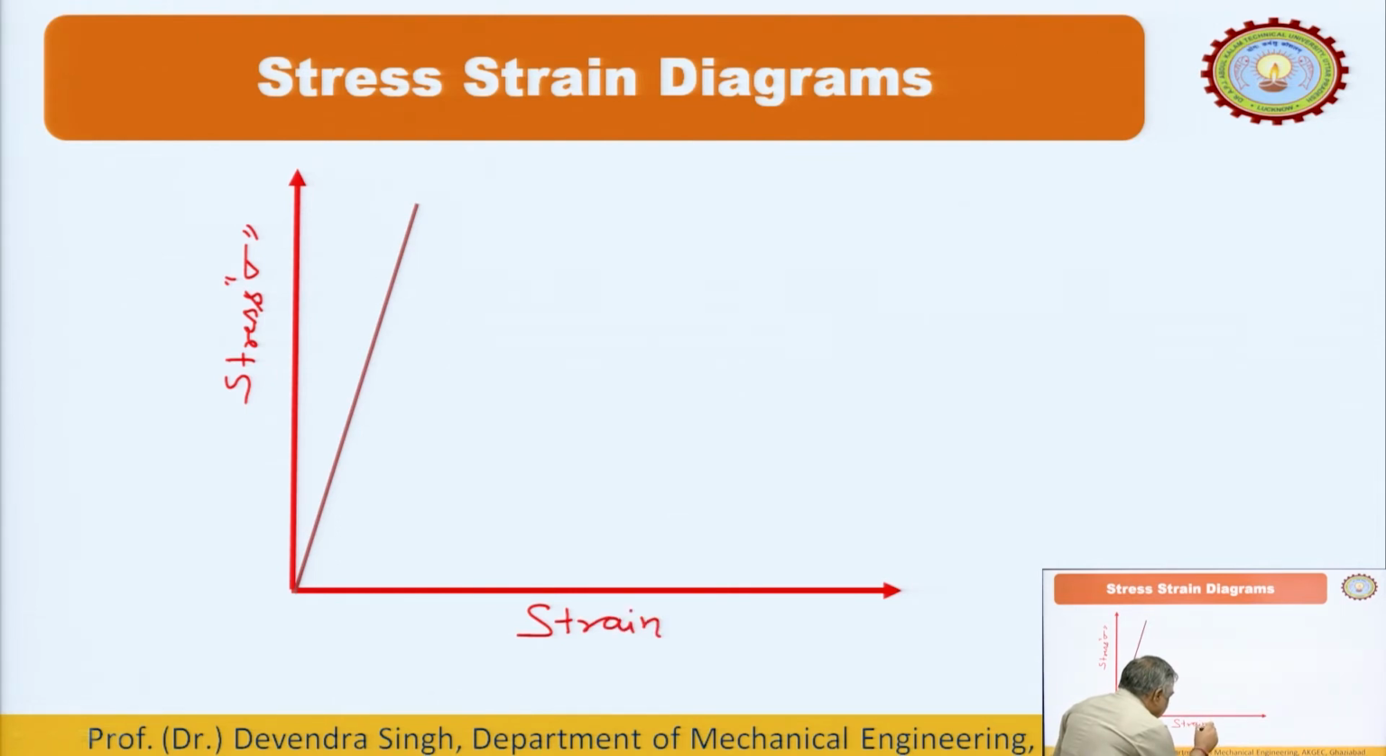Strain, this is epsilon. So this is the first material, which has a straight line, and this is the fracture. So what kind of material is this? There is no considerable, or there is very little elongation, and it reaches the fracture point when it is subjected to the tensile load. This I have actually drawn in the positive quadrant.